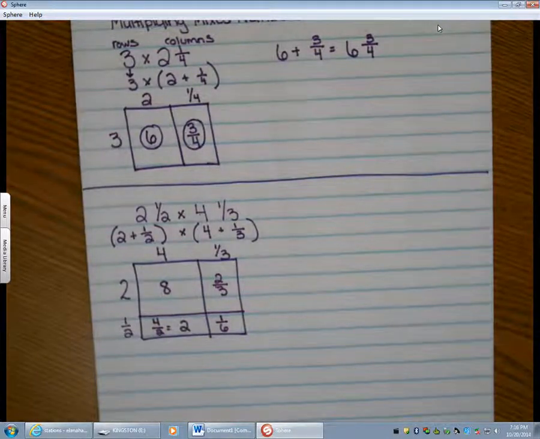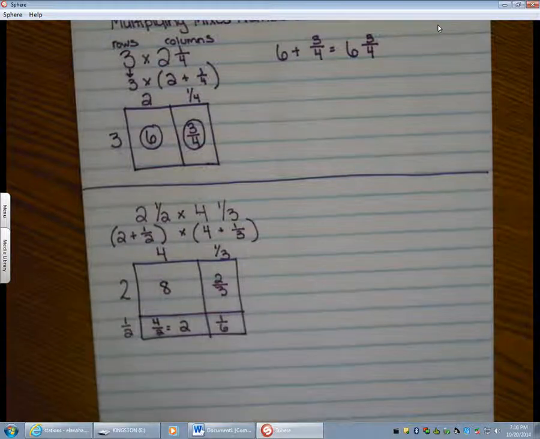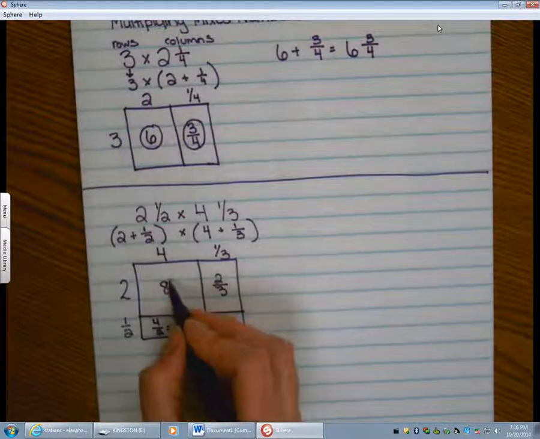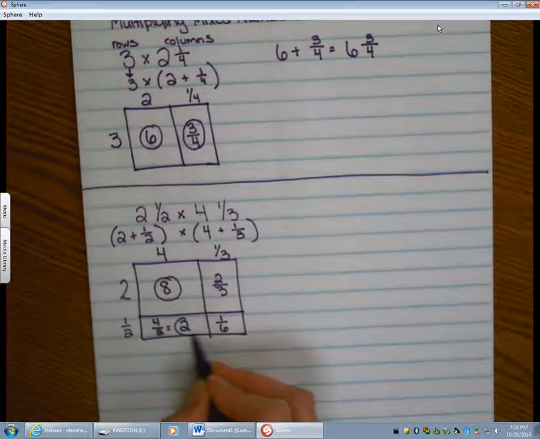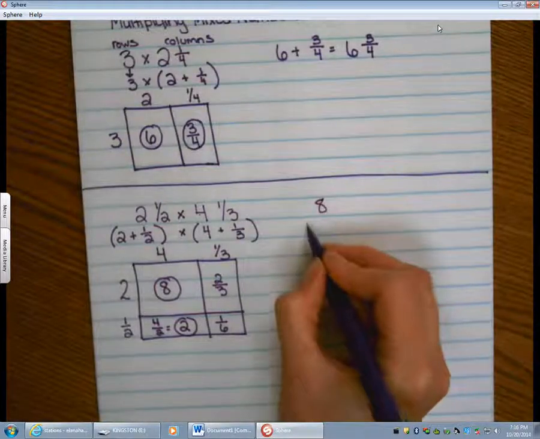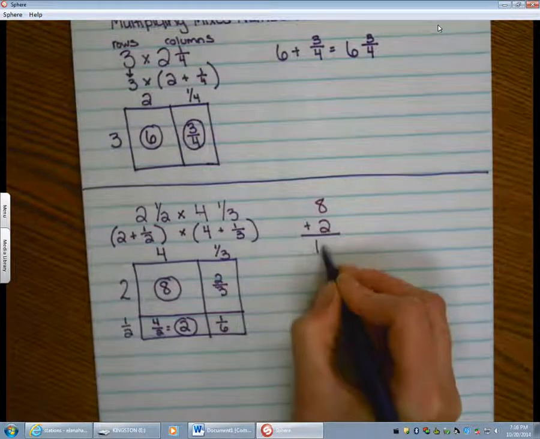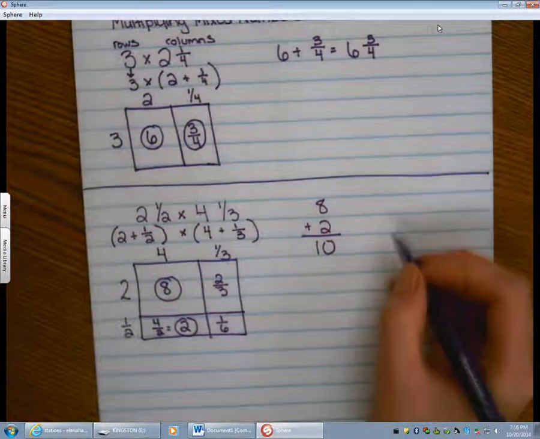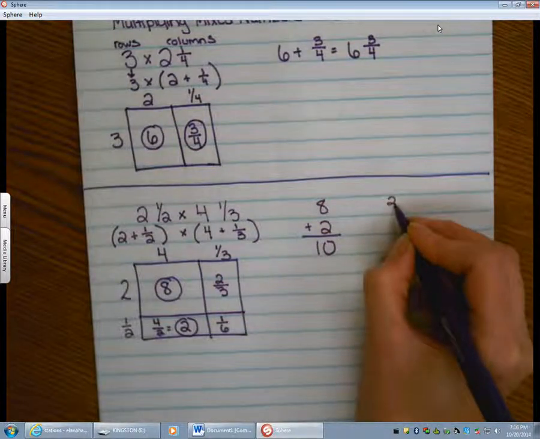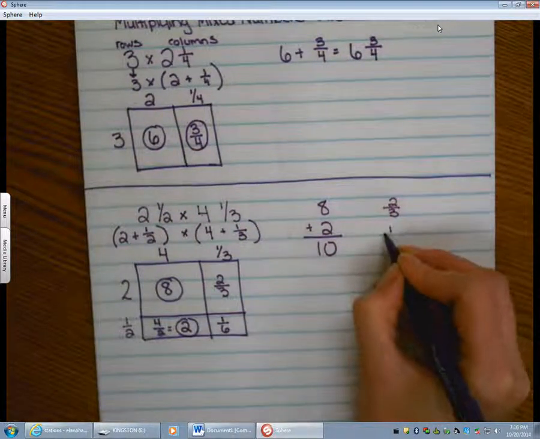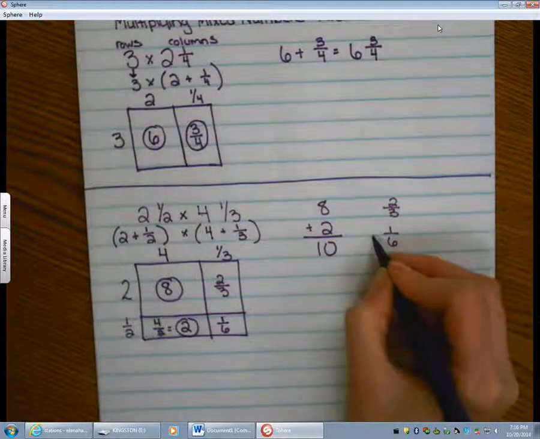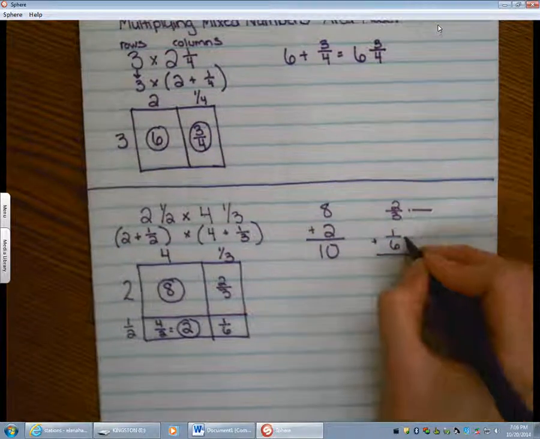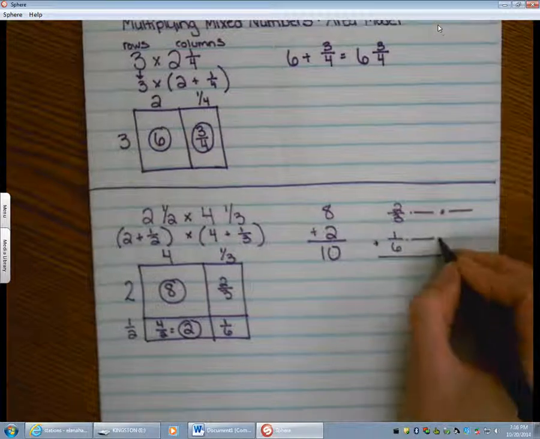Once again, I need to now take each of my partial products from inside my area model, and add them together. Now, this part seems pretty easy to me. I can see my two whole numbers, so I can add my 8 plus 2, and I can get that 10 right away. But I also have two fractions to add together. I'm looking at my 2/3 and my 1/6. And I know that in order to add these fractions together, I'm going to need a common denominator. And my common denominator here is of course going to be 6.